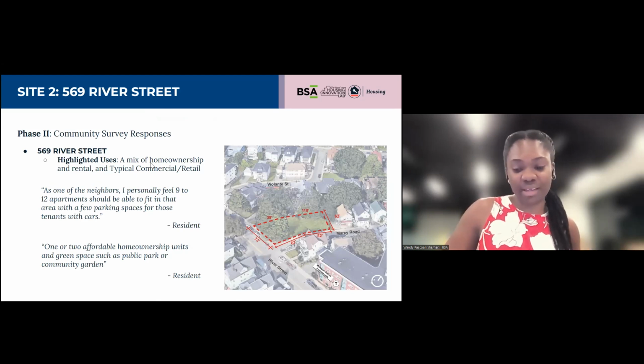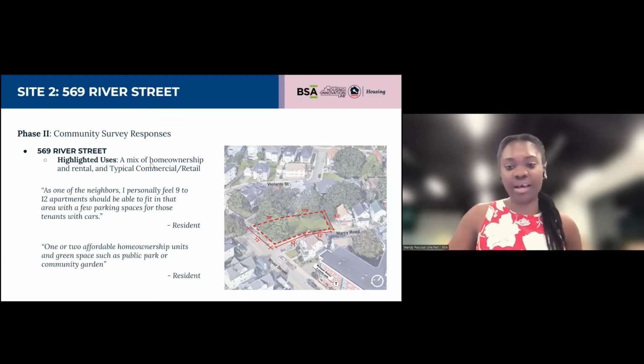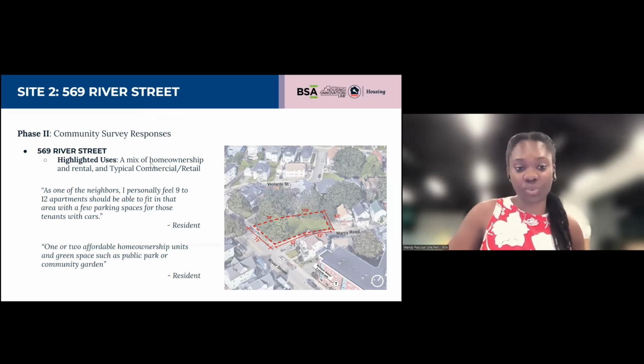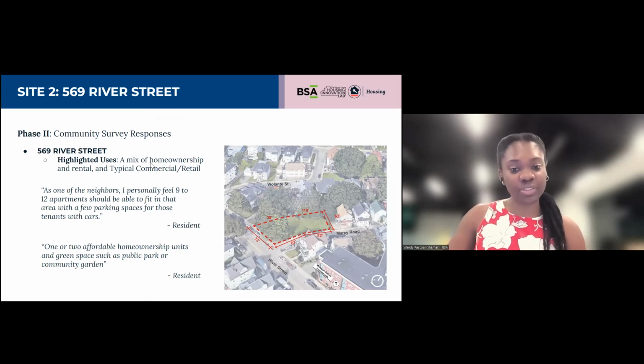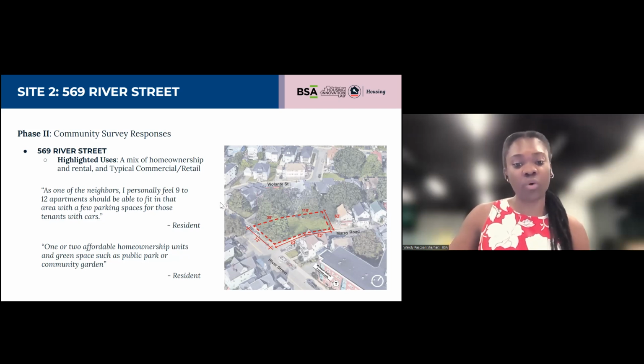I'll also mention that this site is relatively close to the Mattapan station and Mattapan Square. And so I'll also read a few of the quotes that came out. So one resident mentions, "As one of the neighbors, I personally feel 9 to 12 apartments should be able to fit in that area with a few parking spaces for those tenants with cars." And the second quote reads, "1 or 2 affordable homeownership units and green space such as public park or community garden might be of interest."